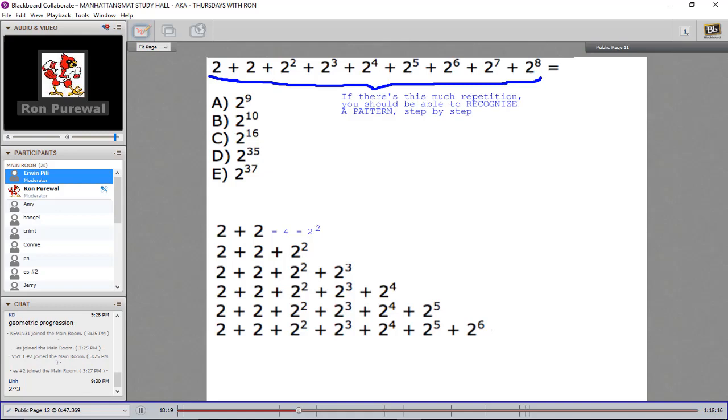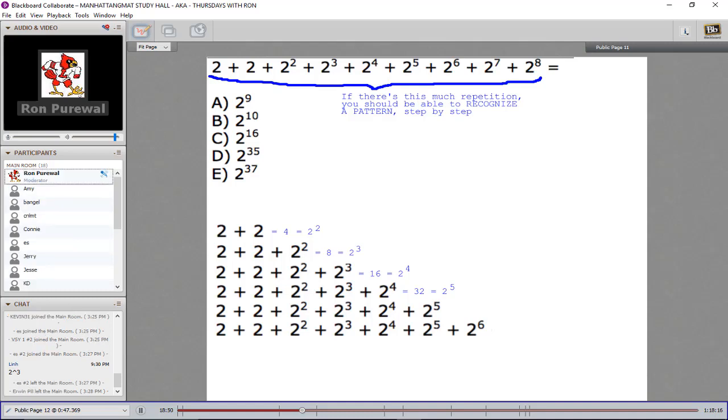Aha, that's 2 to the 3. Well, if you add the 2 to the 3 term, you get 16, which is 2 to the 4th. If you add the 2 to the 4th term, you get 32, which is 2 to the 5th. I mean, it's not very hard to see what the pattern is here, right? The sum is just whatever the one power greater than the last term was.